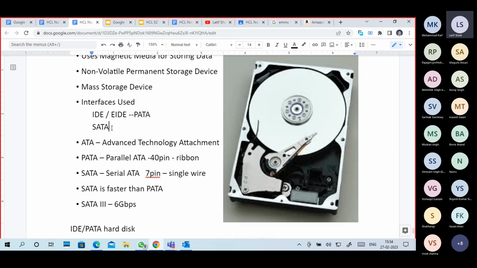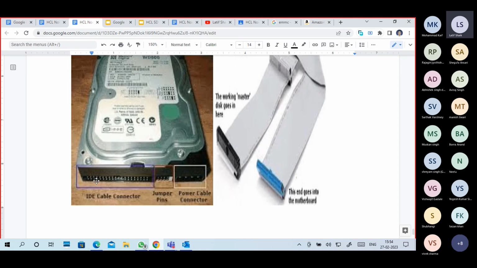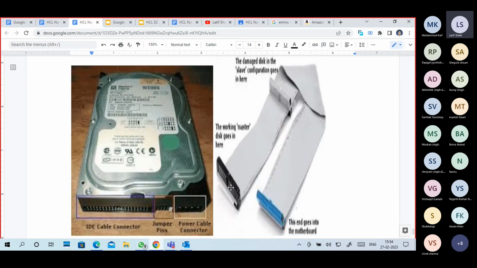Okay, so it's a PATA type of interface. It has a 40 pin connector, a ribbon type of connector, which looks like this one. So you see the 40 pin connector. Okay, this is the power connector, this is the data connector. This is called a data cable. One side of the cable goes to the motherboard, and the other two we can use to connect two hard disks, two CD-ROMs, or one hard disk and one CD-ROM. Like that also we can connect it.